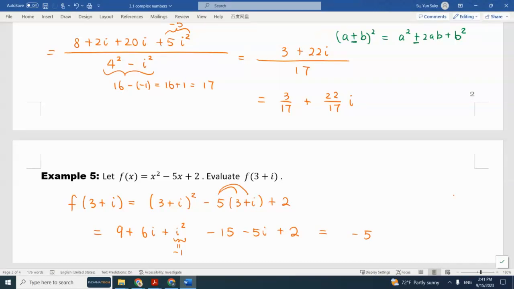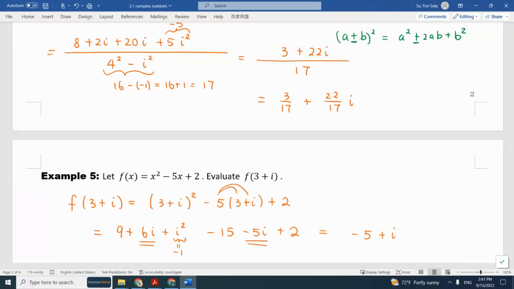Okay. Where is the i term? 6i and 5 minus 5i is i. So our answer is -5 plus i. Okay, everybody? So for a power function, you just multiply more power.